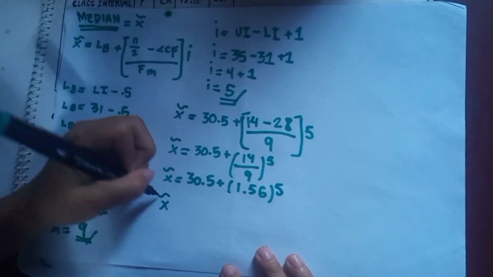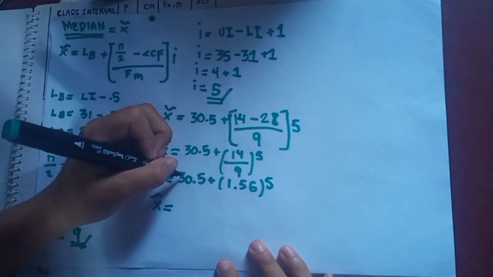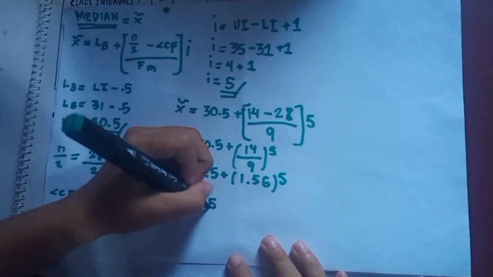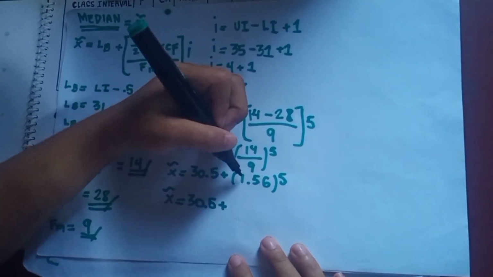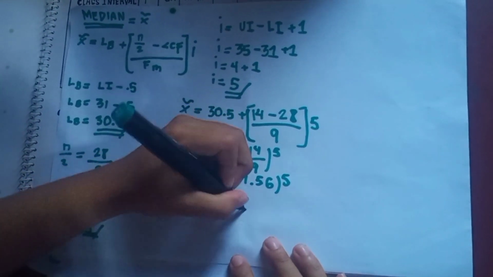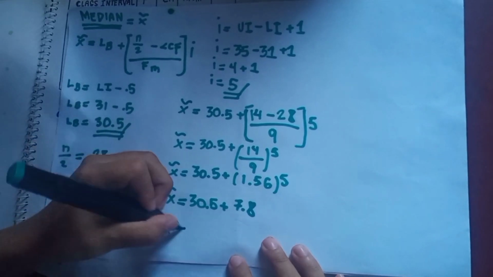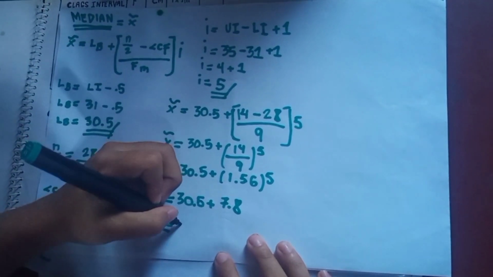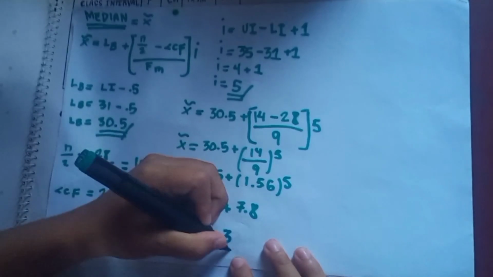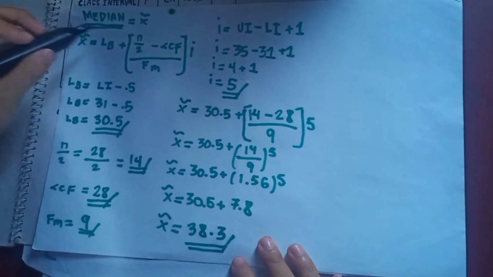Next is to bring down the 30.5 and then solve for the number inside the parentheses. 1.56 multiplied by 5 is equal to 7.8. And then if we add 30.5 plus 7.8, it will be 38.3. So our median for grouped data is equal to 38.3.